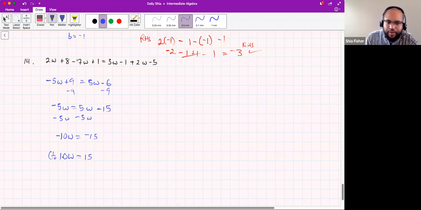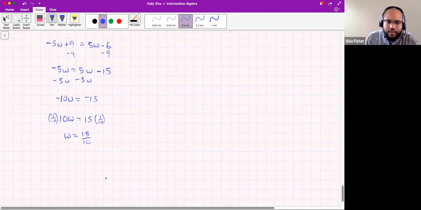Now I want to multiply both sides by 1/10, so that I have W all by itself. Oh no, look, it's an improper fraction. But we actually learned how to do this a while ago in math. So if you get here, don't stop.